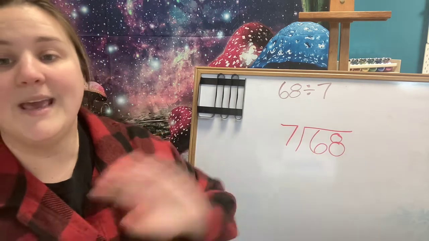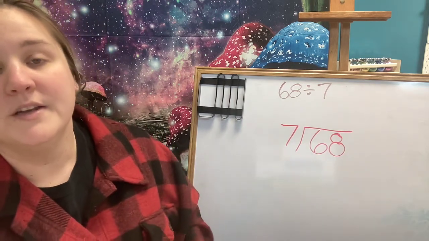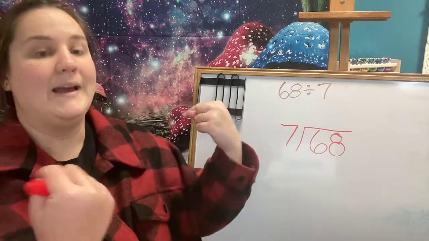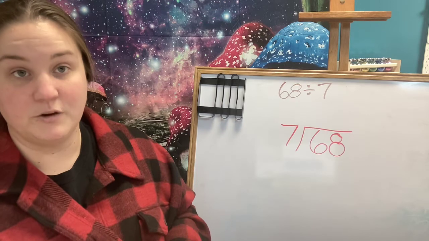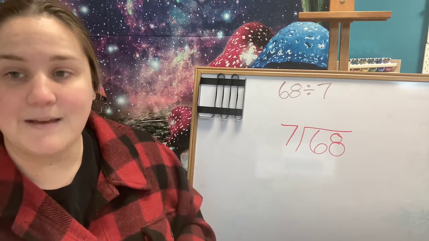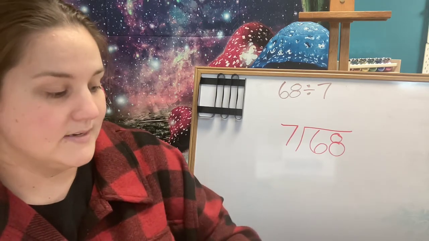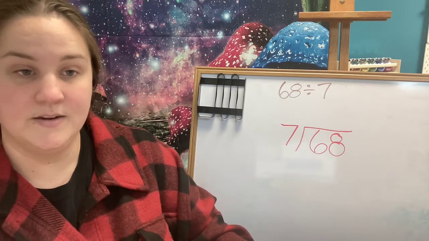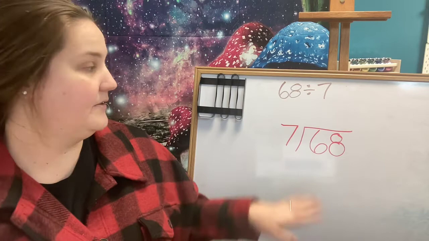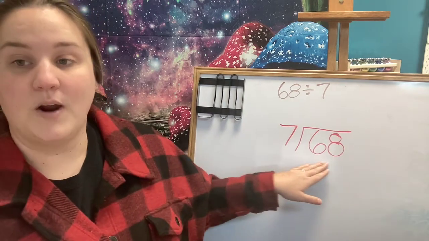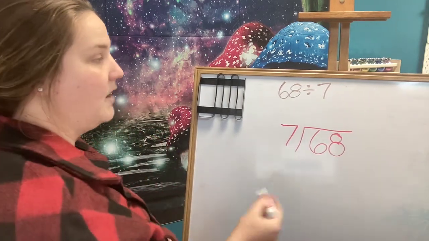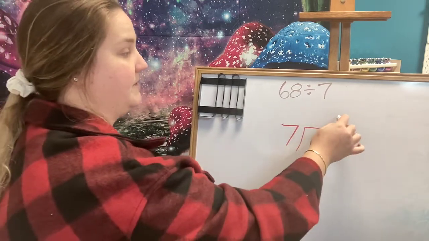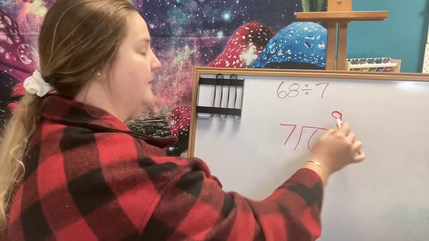So, but we know we cannot go over our number. So since 70 is larger than 68, we have to go back a multiplication fact. So we use 10. So let's do 7 times 9. What is 7 times 9? 63. 7 times 9 is 63. Okay, so right here at the top, we're going to use 9. Since that's the multiplication fact we use, we're going to put the 9 up here.